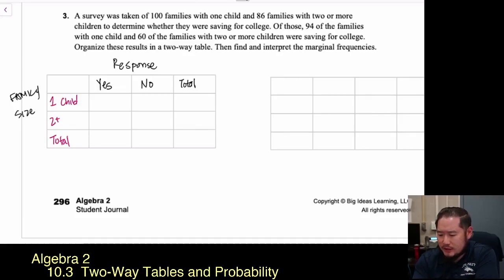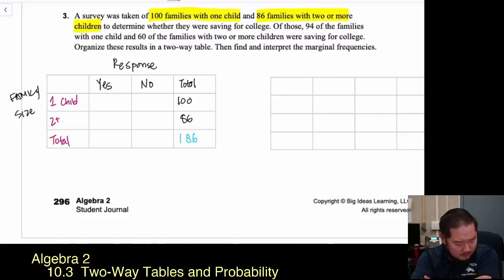Let's highlight a few things. We have 100 families with 1 child, so with that, I can go ahead and plug in 100 for a total of 1 child. We have next up 86 families with 2 or more children. Okay, so let's go ahead, 2 plus. I'll go ahead and put now 86 right there. And so now we could figure out how many total responses we have. If we take 100 plus 86, I can go ahead and right here gather that we have 186 for the total number of families surveyed.